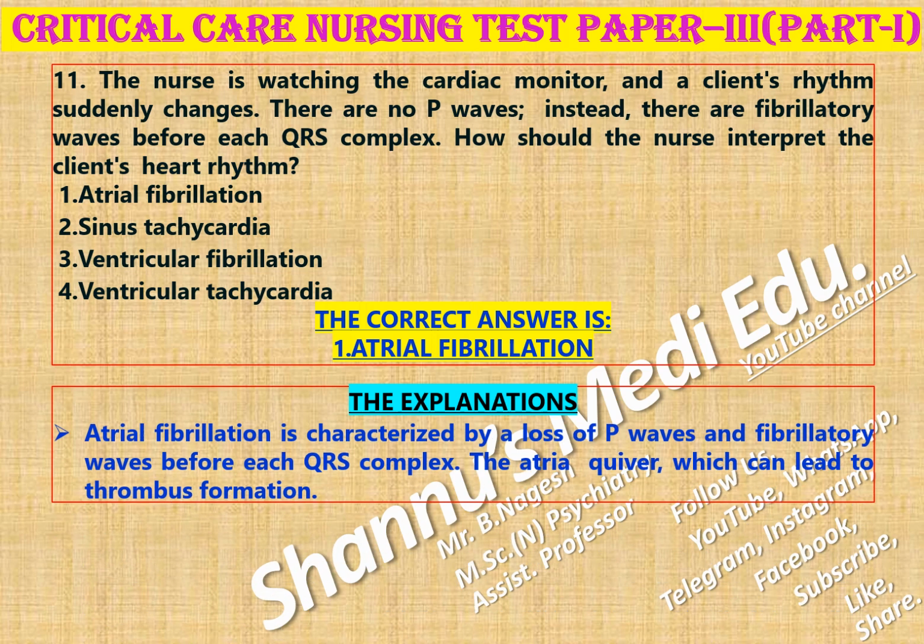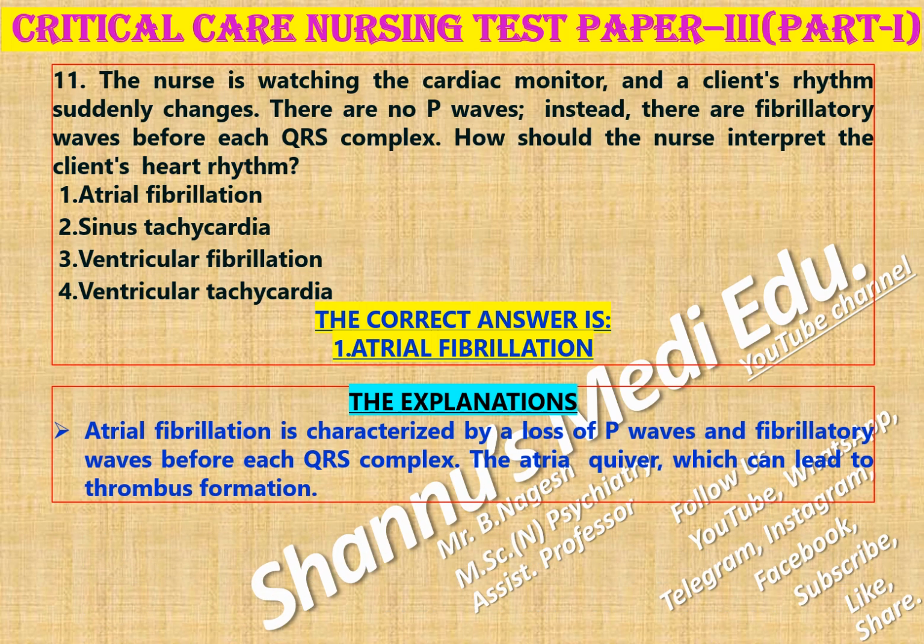The explanation of this question: atrial fibrillation is characterized by the loss of P waves and fibrillatory waves before each QRS complex. The atria quiver, which can lead to thrombus formation.